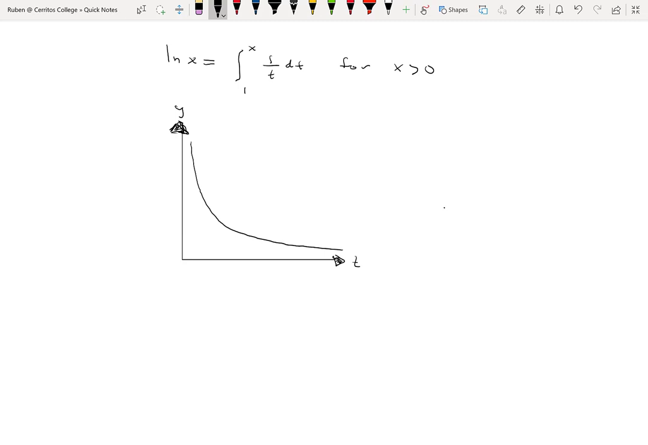And let's put x equals 1 here. And then let's put another value for t. Like I said, x equals 1, t equals 1. And let's put another value for t. Let's say t equals x. We'll start with x slightly to the right of 1.